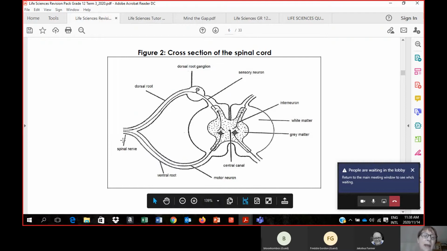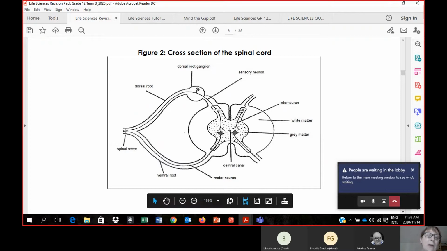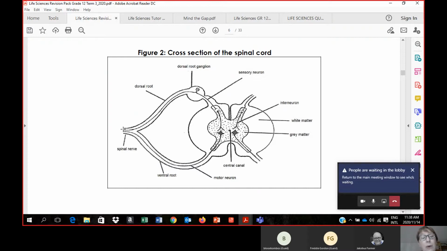Then I want you to notice that there is a spinal nerve that enters the spinal cord actually on each side. So in this diagram, it looks as if it's only entering on the one side, but there is a spinal nerve on the other side as well. And then that spinal nerve forms the dorsal root over here at the top and the ventral root over here at the bottom. And you can also see that inside the dorsal root, there is a neuron.